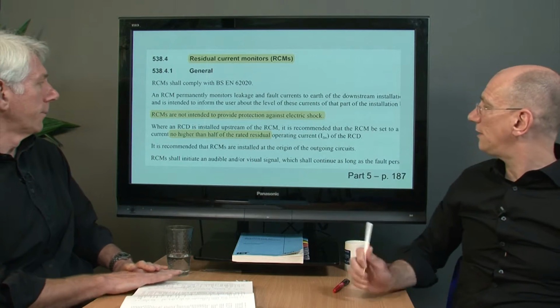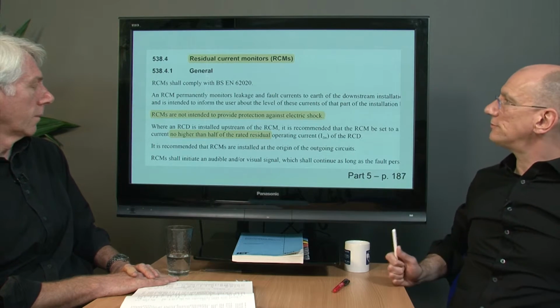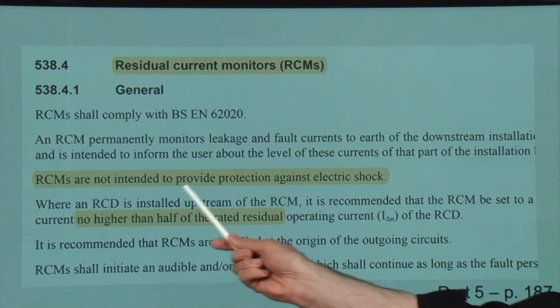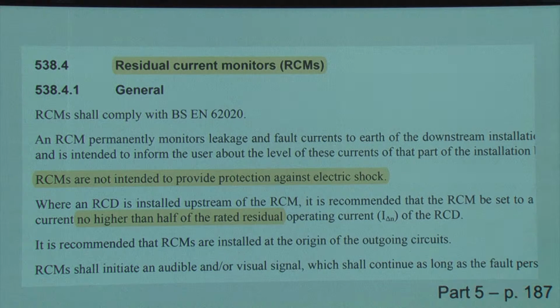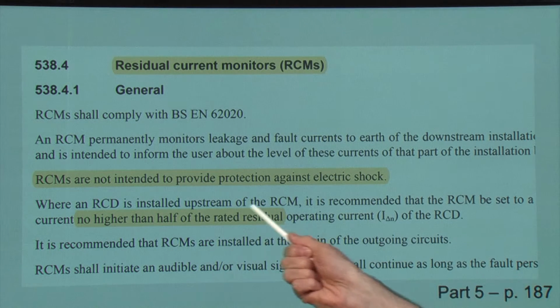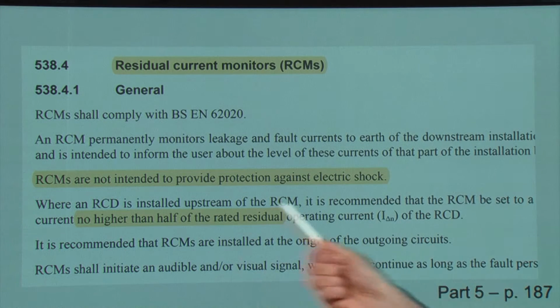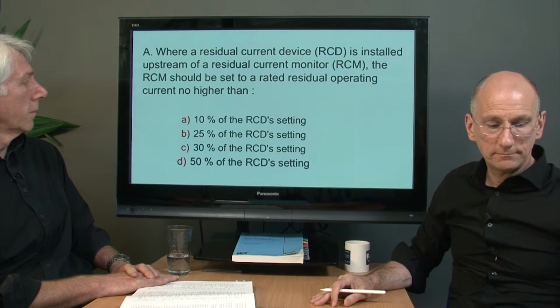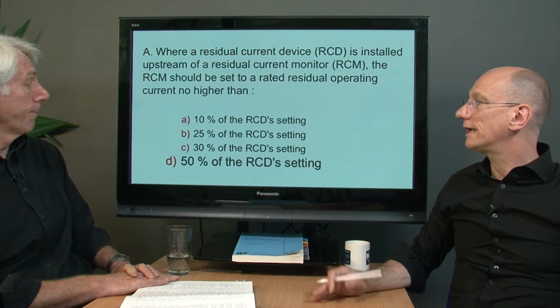So let's have a look at the requirement then. In part 5, page 187, there's the information that you need for RCMs. And as I stated earlier, they are not intended to provide protection against electric shock. So there's the requirement there. The recommendation is that it should be set to a current no higher than half of the rated residual operating current. Okay. So when you find that, it's 50%.